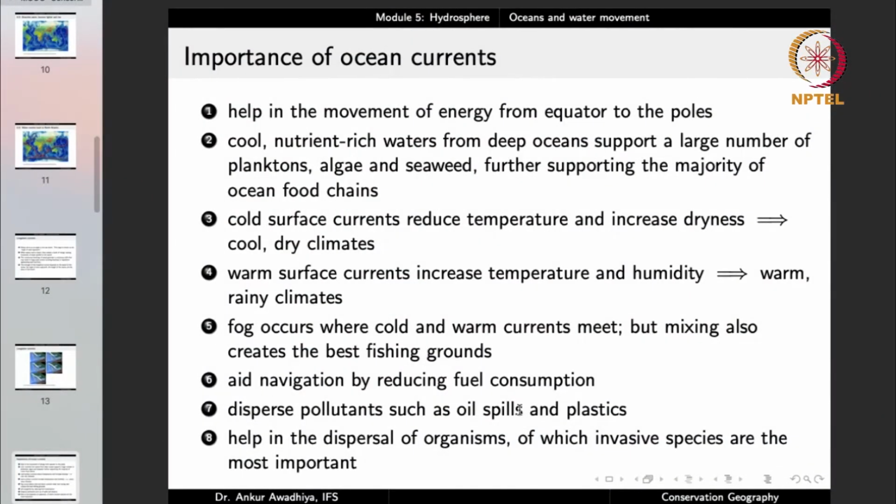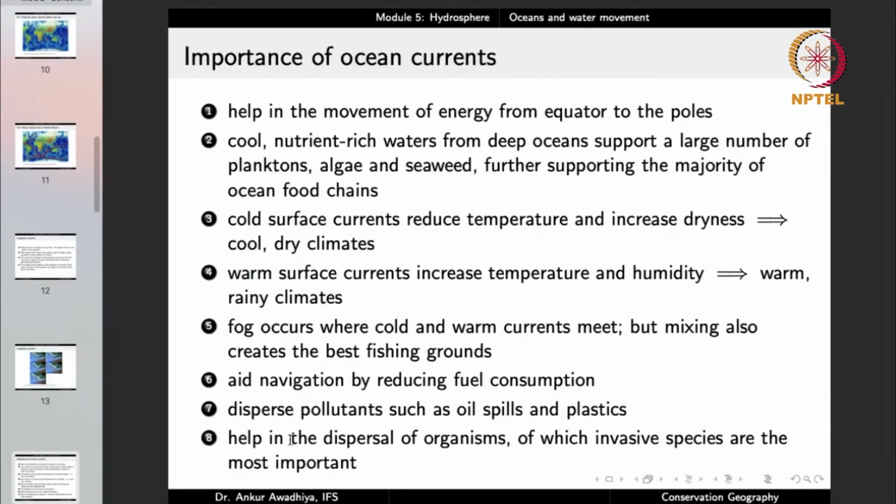Ocean currents aid navigation by reducing fuel consumption, because the waters themselves are moving, and so any vessels that are floating on this water will also be moving along with the current. So if you move a ship along the route of a current, then less energy is required to move the ship. So it helps to save fuel.